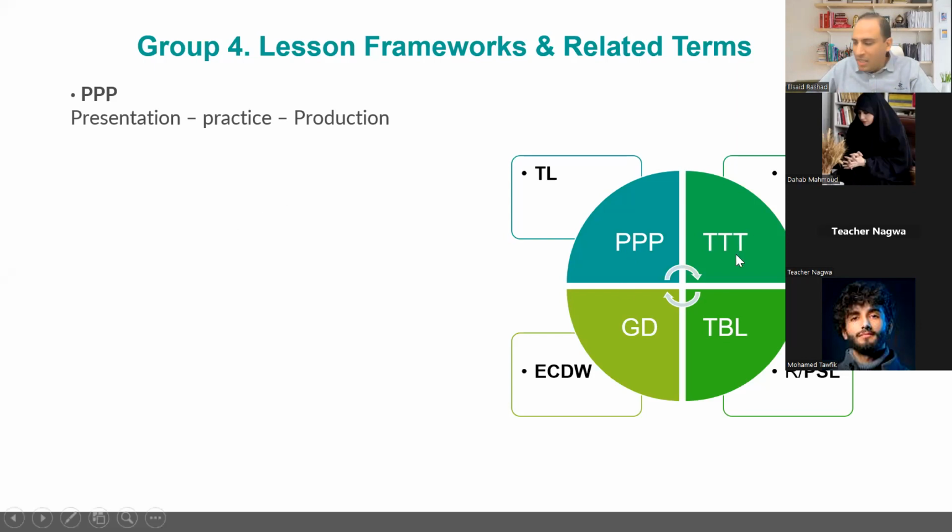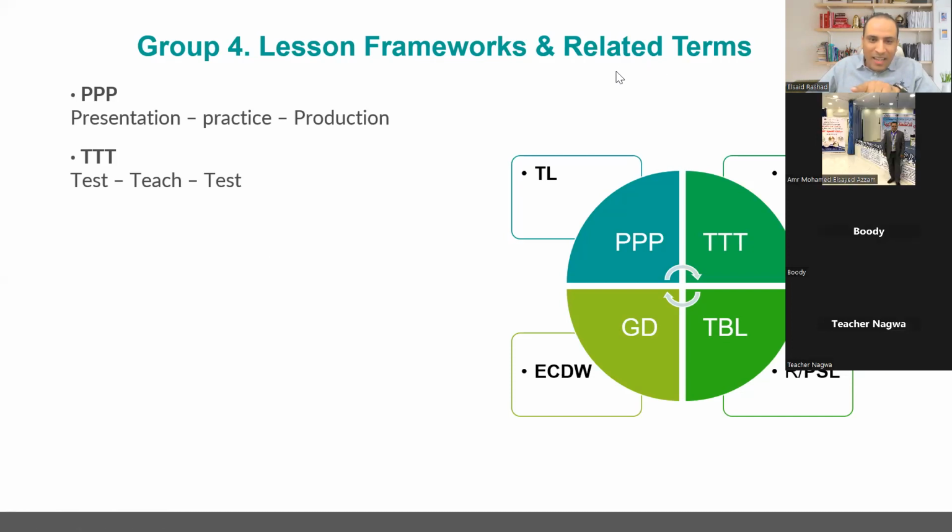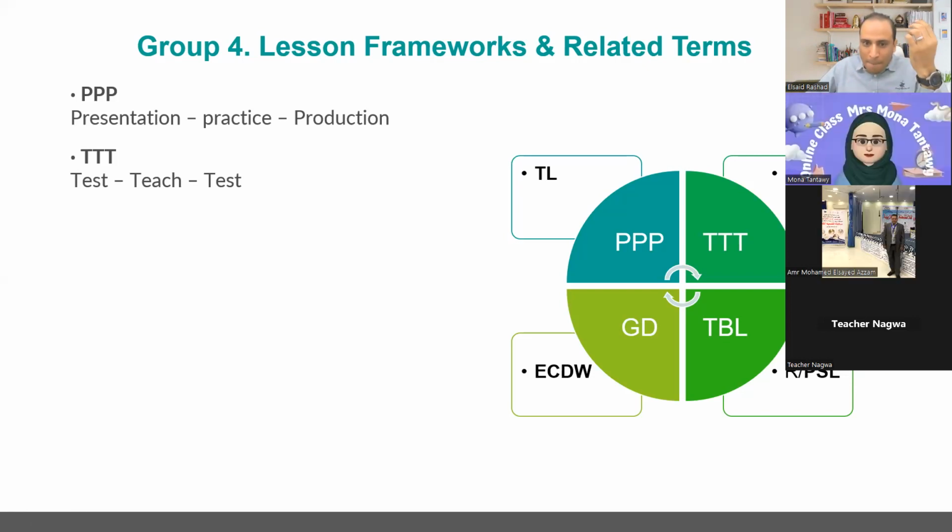The second one, TTT. Test, teach, test. Not teacher talking time. Here it's a framework. Test, teach, test. And what's the difference between PPP and TTT? We're not talking about teacher talking time now.